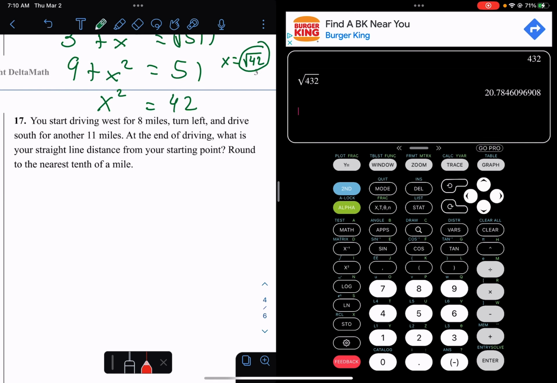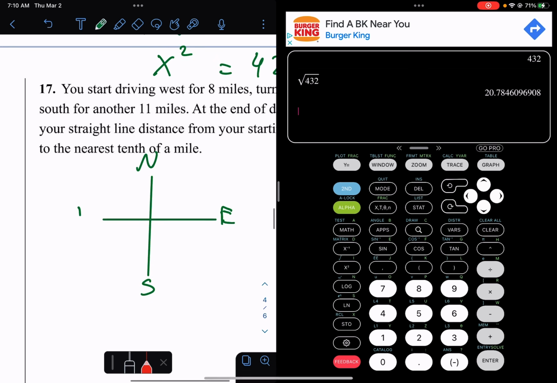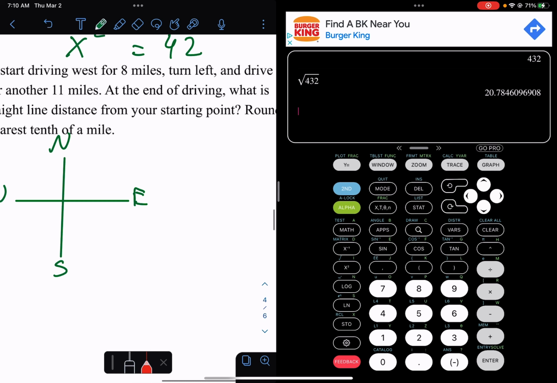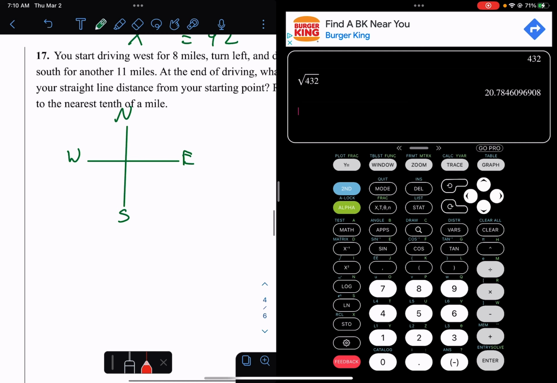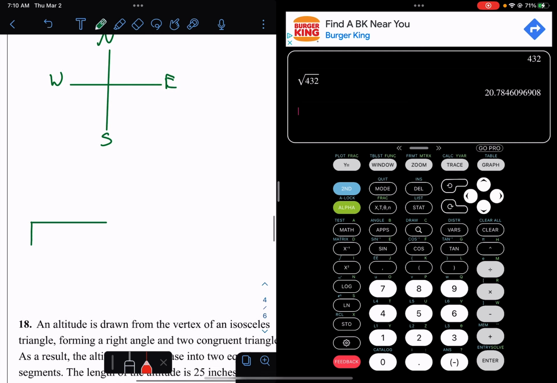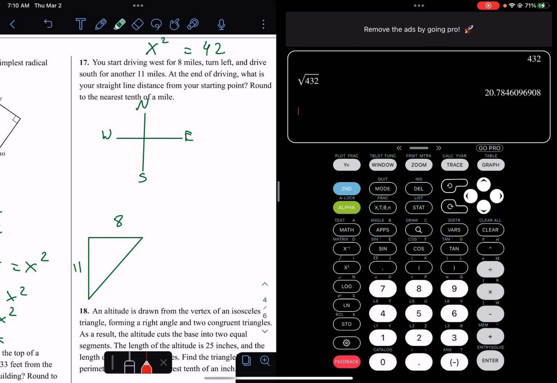All right, number 17 here, another word problem. With directions, you want to keep in mind, hopefully you know north, east, south, west: never eat soggy waffles, never eat soggy wheat, something like that. So it says you start driving west for 8 miles. So let's go west 8 miles, and then you turn left and drive south for another 11 miles. So we have 8 miles this way, 11 miles this way. And they want to know the straight line from your starting point to your ending point, so we're just finding the hypotenuse there.